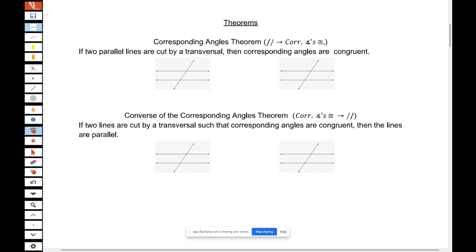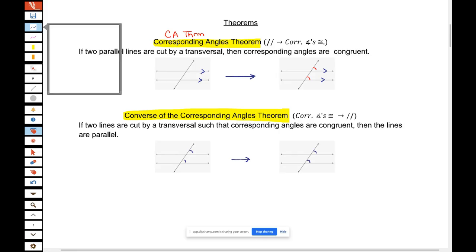Okay, so the first theorem. If two parallel lines are cut by a transversal, then we can conclude that corresponding angles are congruent, like these two. I'm not going to mark them all. I'm just going to mark one set. So corresponding angles theorem is how you could abbreviate that. All right. And then there's a converse one where we start with the corresponding angles being congruent, which allows us to conclude that the lines are parallel.